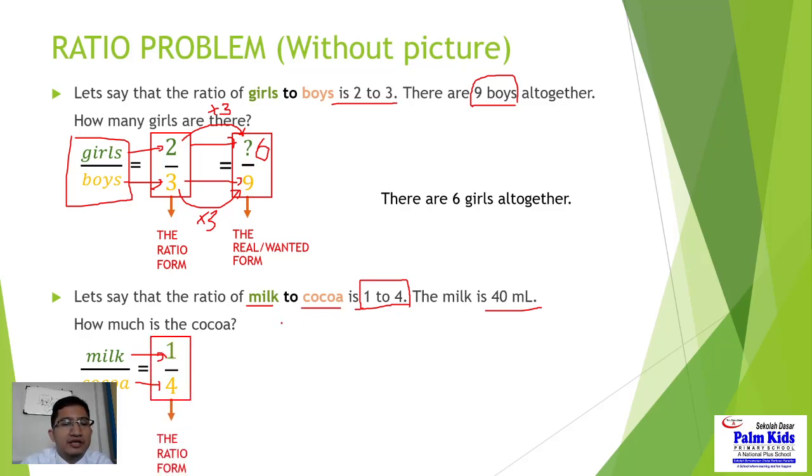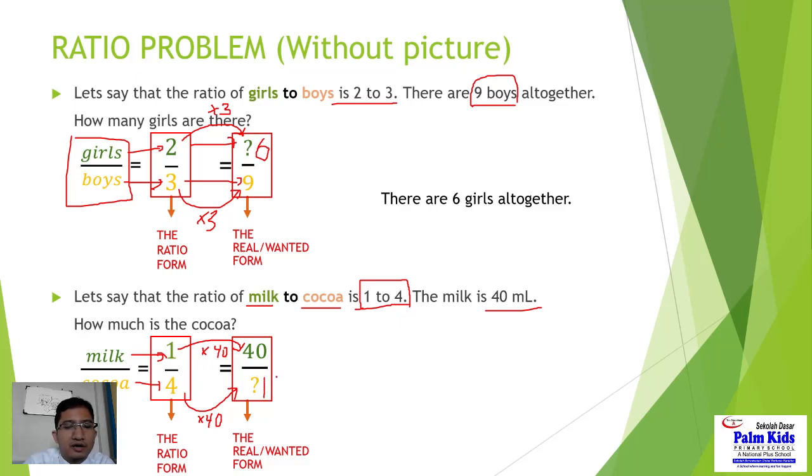Now we have the ratio form, and now we also have the real or wanted form. We know that the milk is 40 milliliters, so how do we get 1 to become 40? We multiply by 40. So if we multiply the top one by 40, we also multiply the bottom one by 40. So 4 multiplied by 40 is 160. So yes, the cocoa is 160 milliliters. Any question, class? If you do have, please ask directly to my WhatsApp.